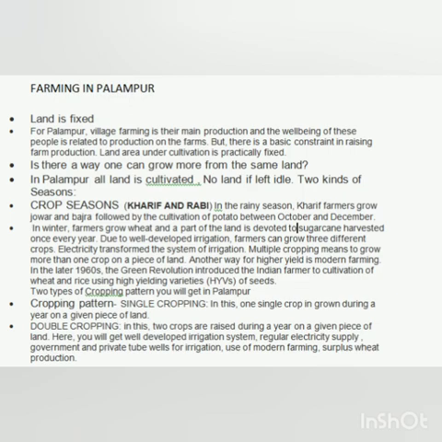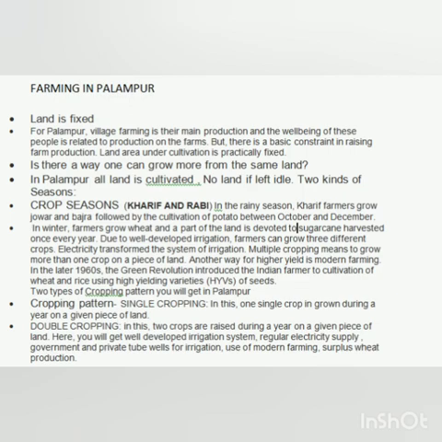Electricity transformed the system of irrigation. Multiple cropping means to grow more than one crop on a piece of land. Another way for higher yield is modern farming. In the late 1960s, the Green Revolution introduced the Indian farmer to cultivation of wheat and rice using high-yielding varieties of seeds.